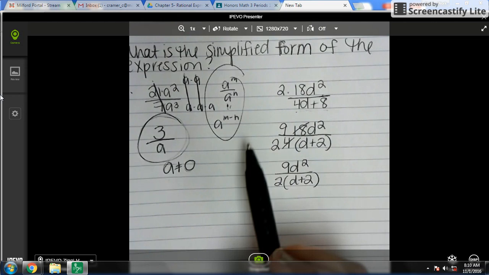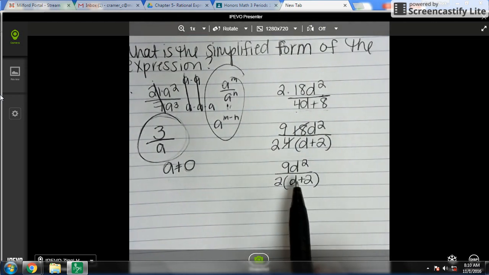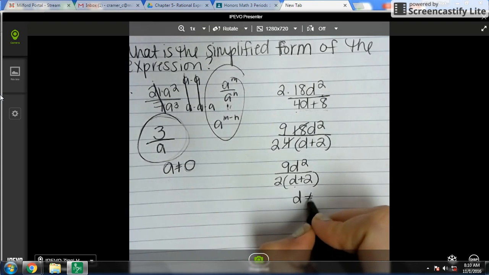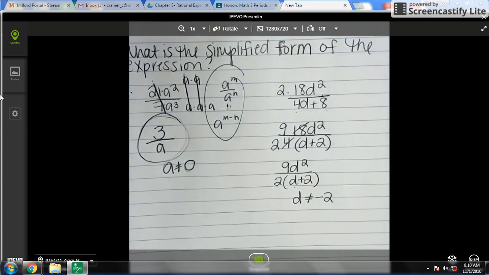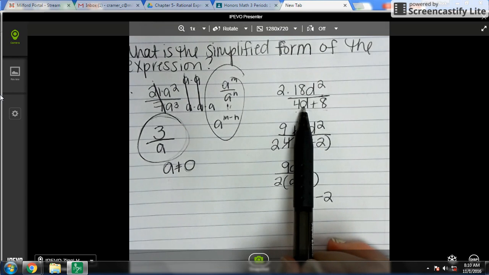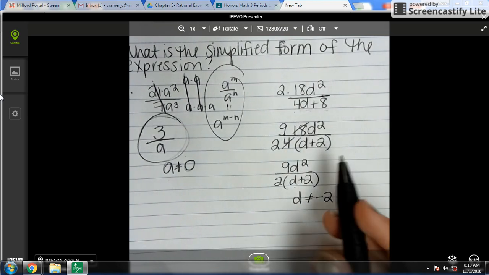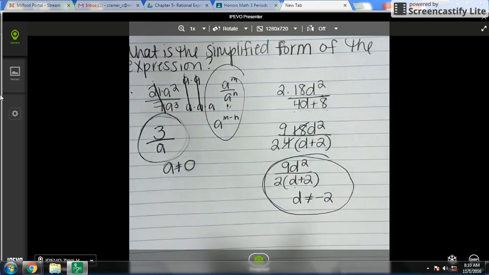Now we need to think about what would be an excluded value here. Well, what would make the denominator equal 0? That would be -2. So d cannot equal -2. If we look back at the beginning, there's nothing else because that -2 would be the same thing here. 4 times -2 is -8 plus 8. So this would be our final answer.